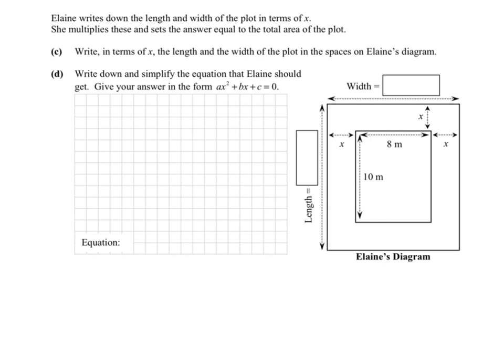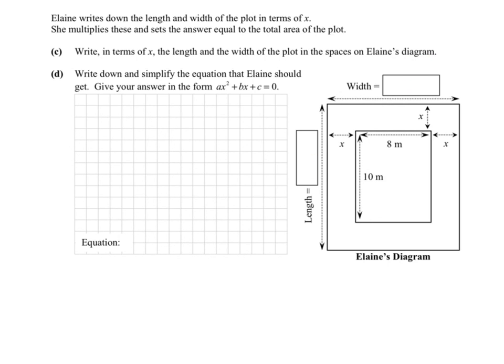Okay, so it goes on to say that Elaine writes down the length and width of the plot in terms of x. She multiplies these and sets the answer equal to the total area of the plot. So she has her own method of doing it. She just gets the total length and the total width, multiplies them to get the area of the whole thing. Right. So part C says, write in terms of x the length and width of the plot in the spaces on Elaine's diagram. So these spaces here.